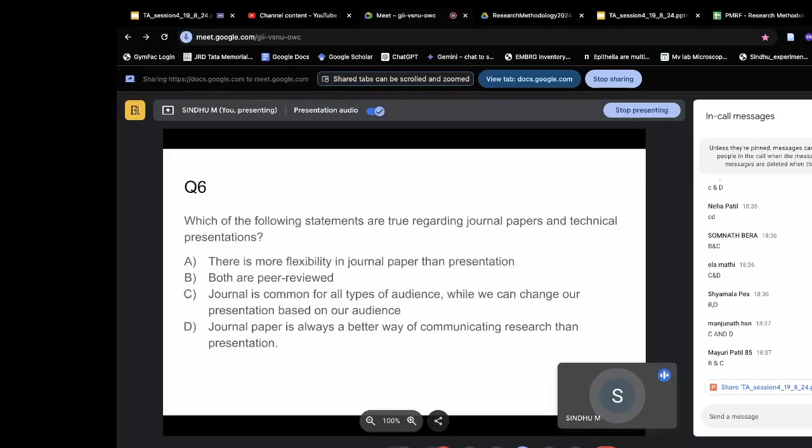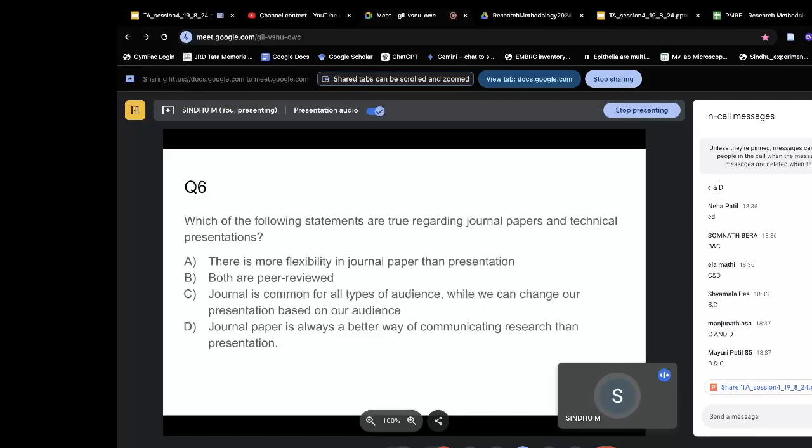So this question is about presenting your work through papers versus presenting your work through a presentation. Option A, there is more flexibility in journal paper than presentation. This is not correct because mostly in the presentation the flexibility is more, because according to the audience we can change how we are presenting the paper.